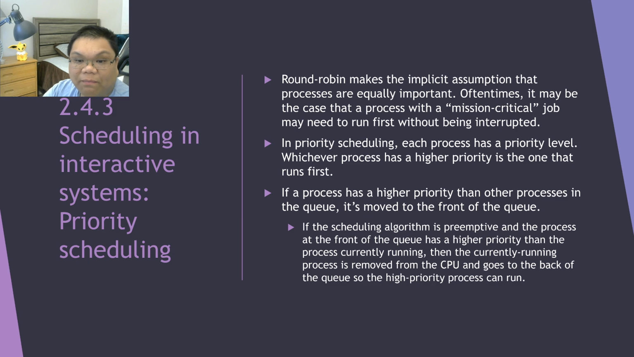In priority scheduling, each process has a priority level. Whichever process has a higher priority is the one that runs first. Here's a question. Is it smaller values or larger values that are high priority? The problem with that is that the rules for that are inconsistent. For some systems, smaller values might be higher priority. In other systems, larger values might be higher priority. It's not really specified. There's no standard for priority levels, so we just go with whatever standard the system has being enforced.